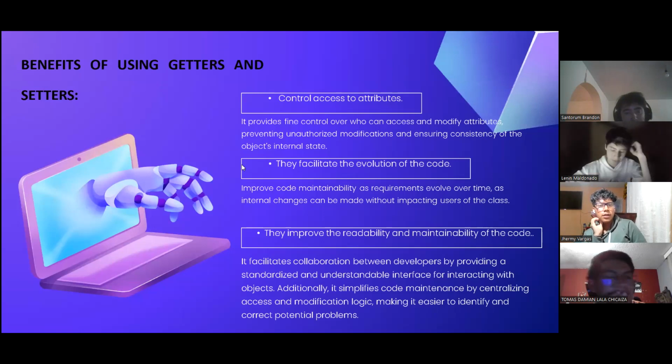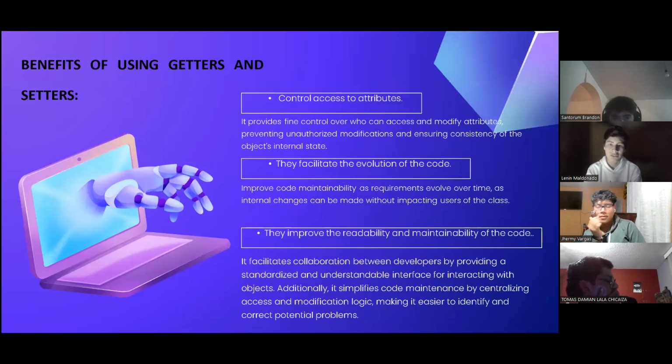Benefits of using getters and setters. Control access to attributes. It provides fine control over how attributes are accessed and modified, preventing unauthorized modification and ensuring consistency of the object's internal state. They facilitate the evolution of the code and improve maintainability: as requirements evolve over time, internal changes can be made without impacting users of the class.